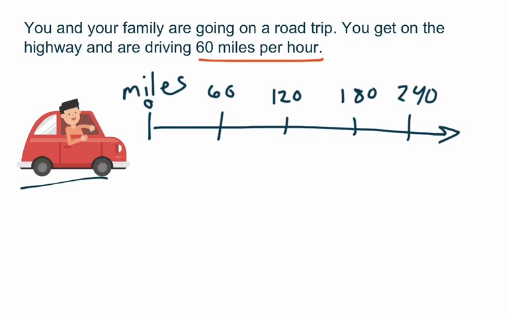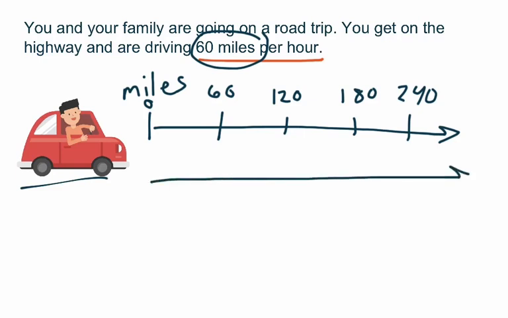Now, I'm not disregarding that maybe at some point you were at 30 miles or 50 miles. I'm just going to count by what they gave us here in this rate. So every 60 miles, that's where you're at. On the flip side, somebody else in your family might be thinking about this trip in hours instead of in miles. And if you're thinking about it in miles, when you've gone 60 miles, that's the same as when you've gone 1 hour.